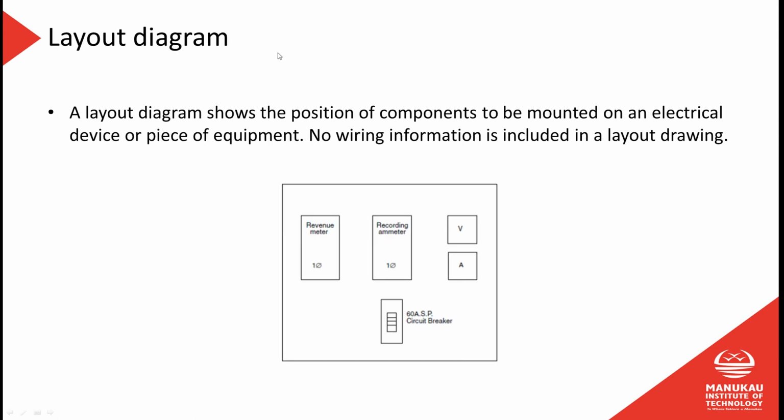A layout diagram like this, what you can see there is how you would, for example, lay out a meter box. So we've got a meter there, a recording ammeter, a voltmeter, ammeter, a circuit breaker. This is a basic drawing of what the components are going to be inside that box.